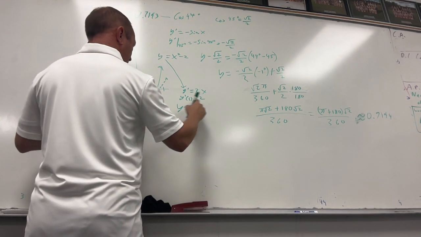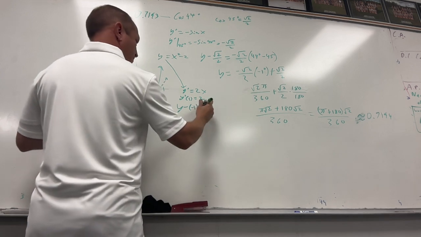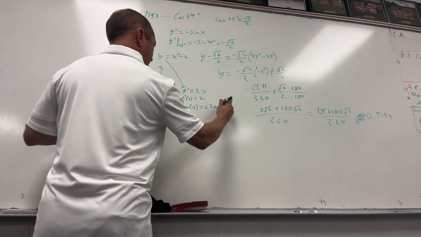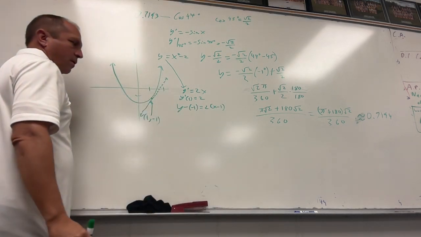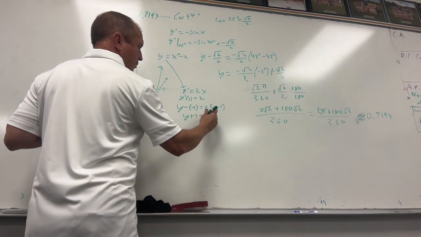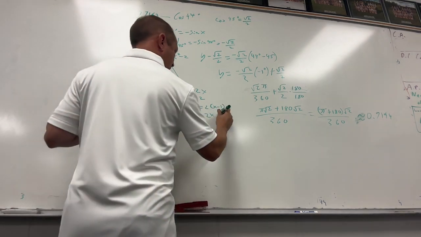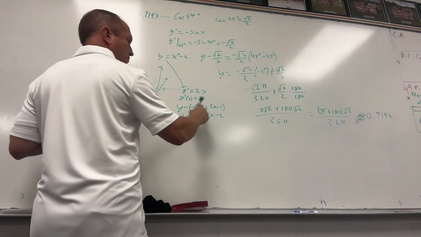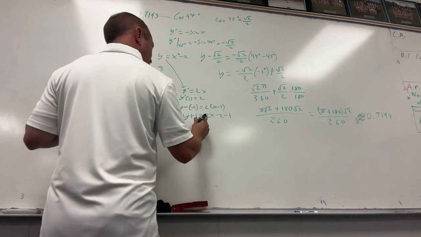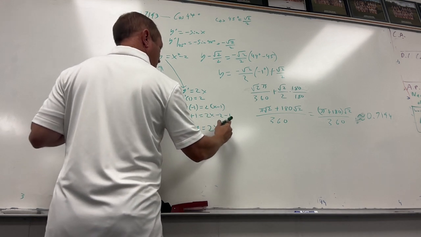All right, so let's go with y minus -1 equals 2 times x minus 1. Are we okay? So y plus 1 equals 2x minus 2. This would be plus 1, so moving it over here makes it minus 1. So we get y equals 2x minus 3.